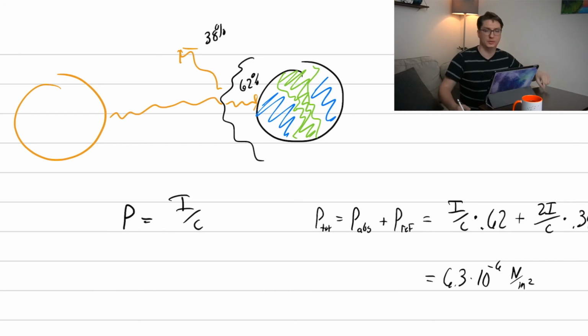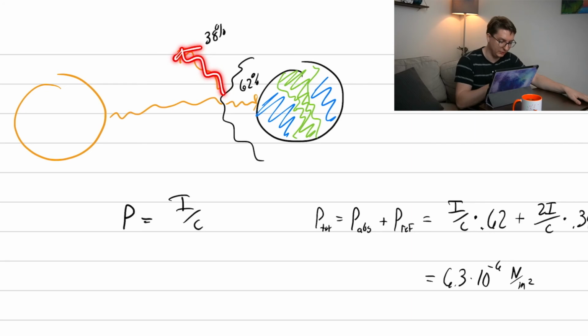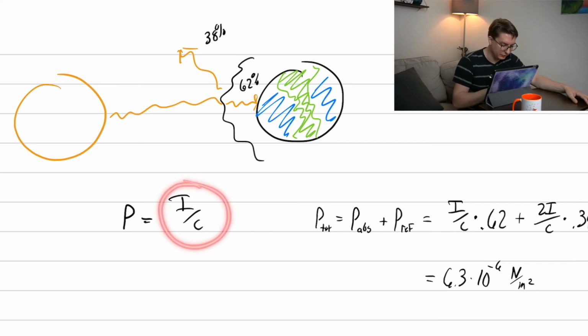actually see it. Some of the light is hitting it, coming off, going into our eyes. So it's not perfectly absorbent or perfectly reflective. It's not a mirror. So it's some combination of the two. So the pressure, and this is going to be pressure, not power, is going to be the intensity of the light divided by the speed of light.